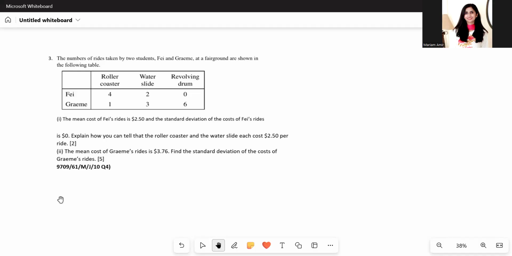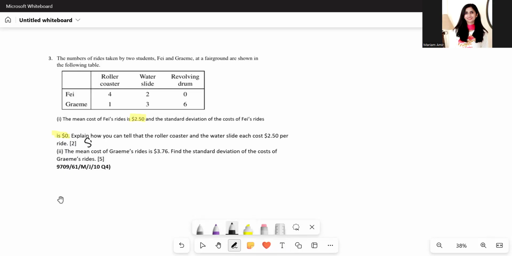The mean score for Faye's ride is 2.5, and the standard deviation of the cost of Faye's rides is $0. There's no standard deviation. That means there's no spread in the data. That means every data value is 2.5, 2.5, 2.5. Explain how you can tell that the roller coaster and the water slides each cost 2.5 per ride.